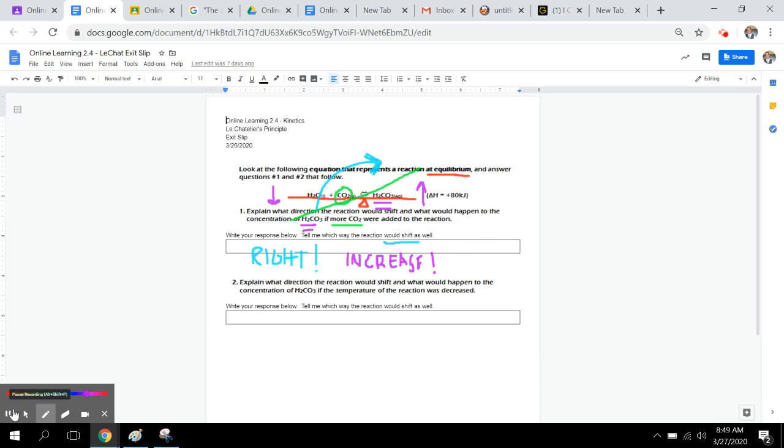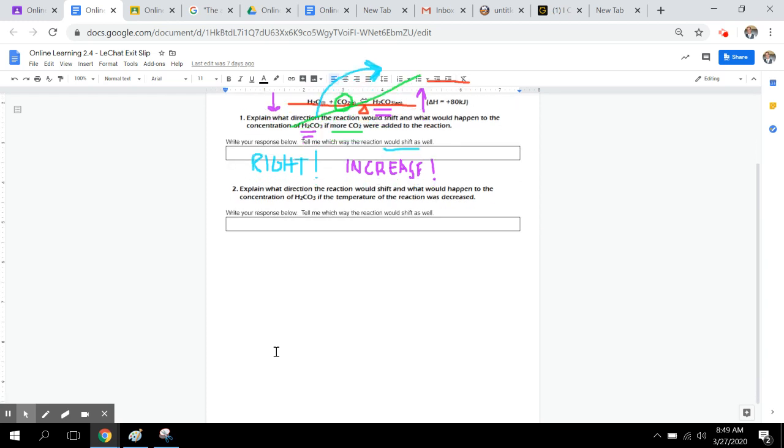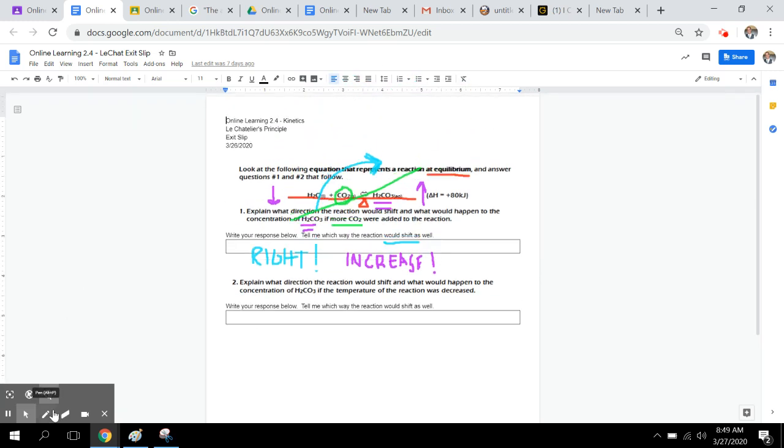Number two. Okay, number two. Is that going to work? How about that? That's pretty fancy. I'm still going to have to erase all this stuff, so we're going to erase it.